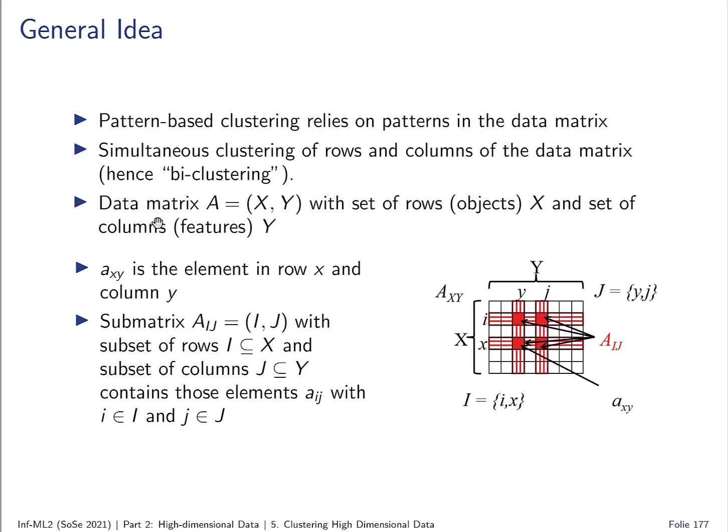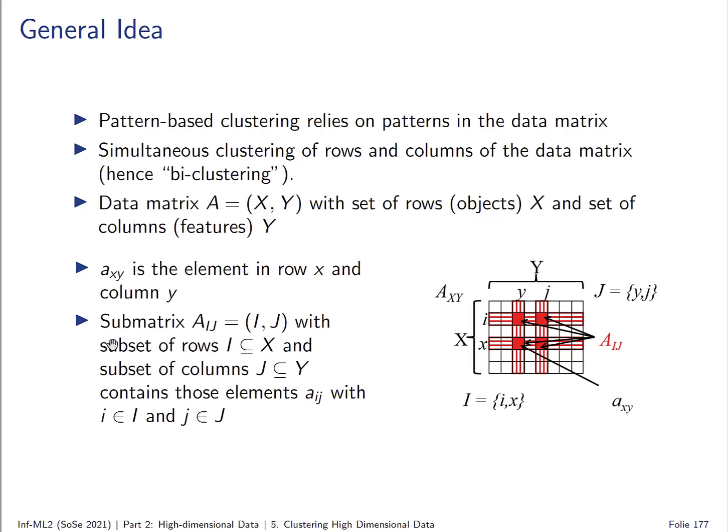First of all, we have a data matrix called A, which has a set of rows denoted by X and a set of columns denoted by Y. You see here a data matrix, so the X's are the rows and the Y's are the columns. Then A_xy denotes the element in row x and column y. Here, for example, this is the value in row x and column y.